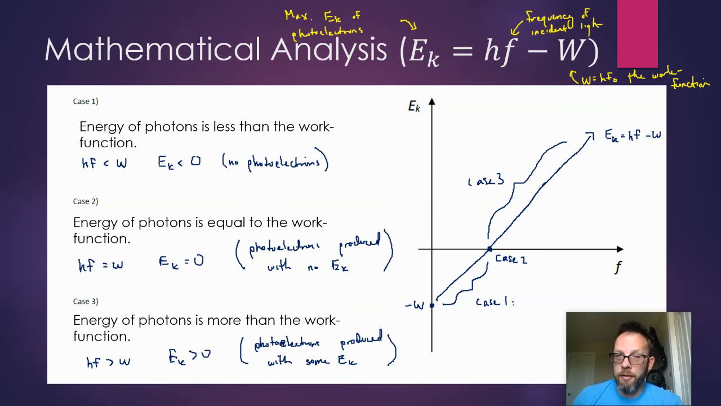So those are the three cases. Either your light doesn't have enough energy, and it won't release any photoelectrons. The case where they perfectly match, you get the threshold frequency, and you're going to have photoelectrons with no kinetic energy. And in the case where you do get photoelectrons, you have to have the frequency of your light times h be more than the work function. And a couple things to note about the graph.